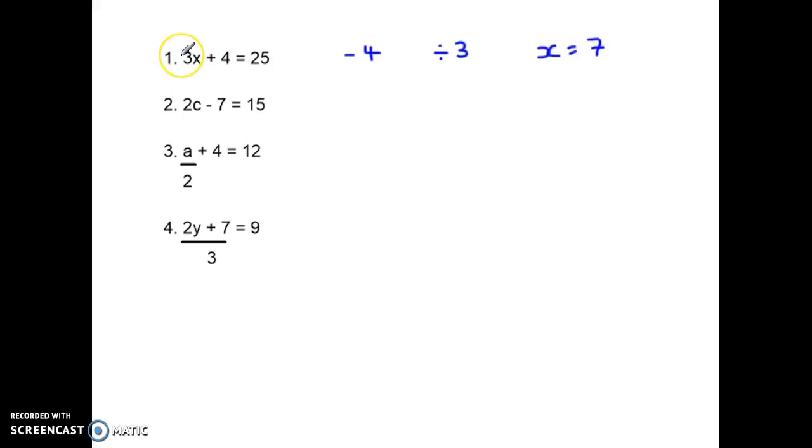Testing your answer, 7 times 3 is 21, plus 4 is 25.